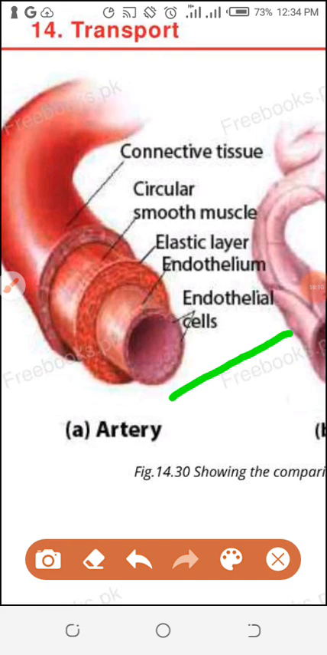And in the last, I would like to tell you about one artery which is very common, which we discussed in the class: the pulmonary artery, which carries deoxygenated blood, and the pulmonary vein, which carries oxygenated blood.